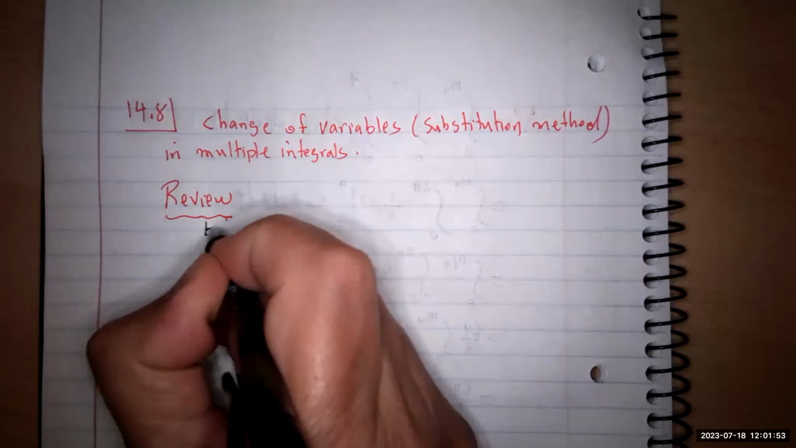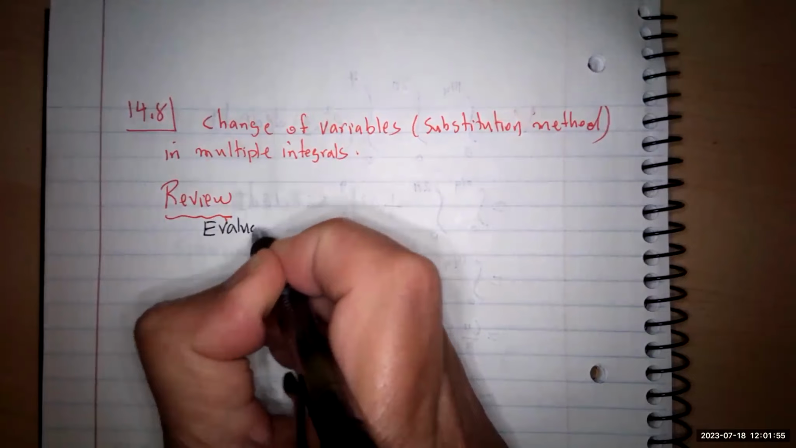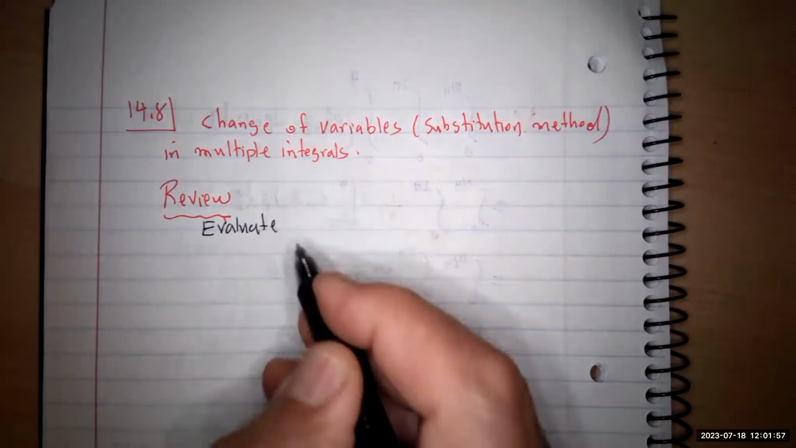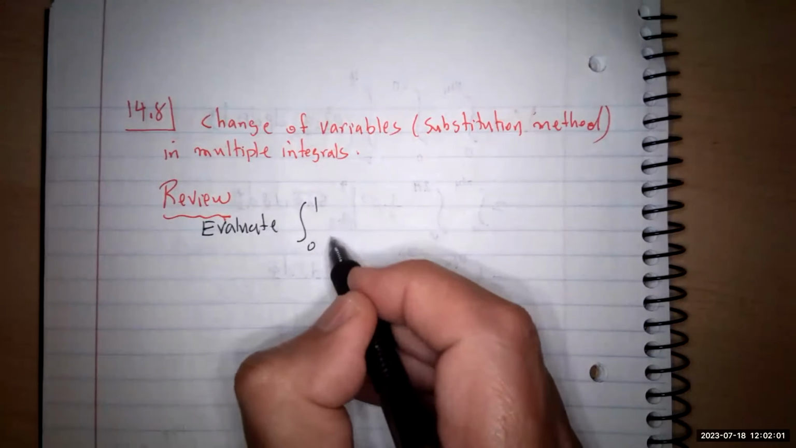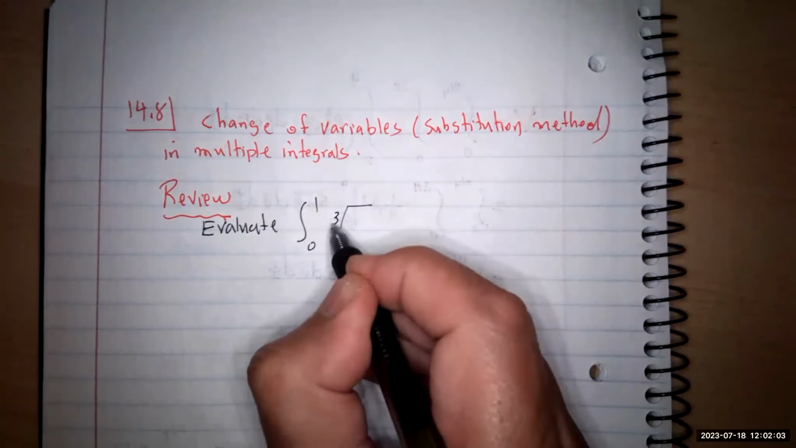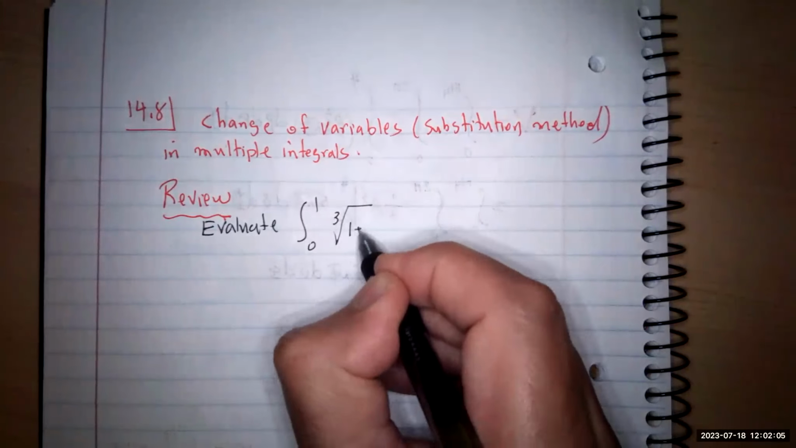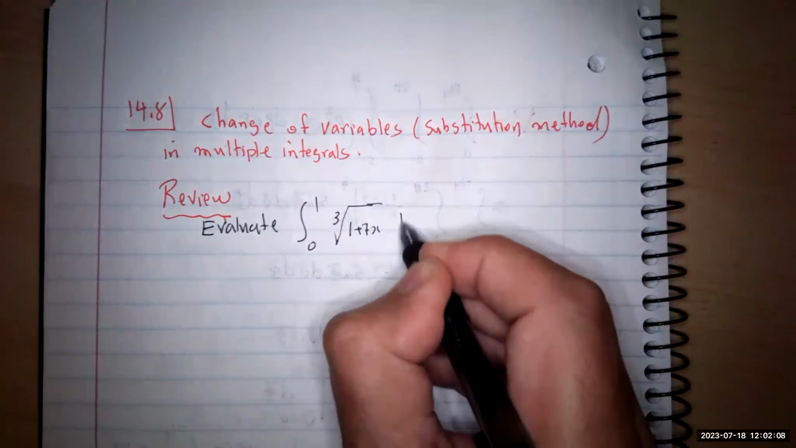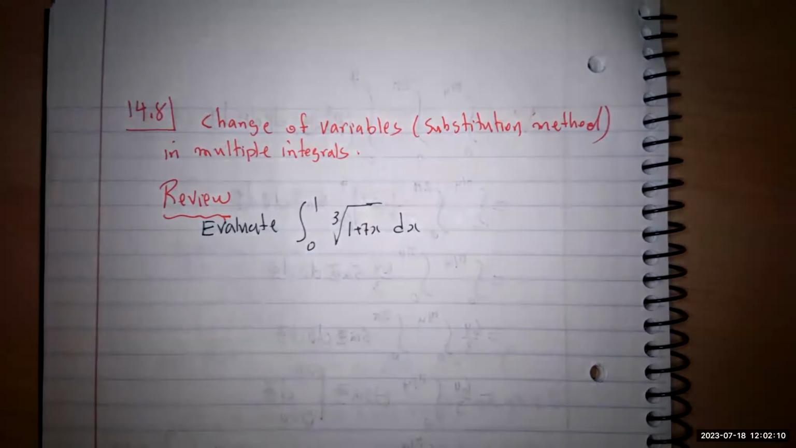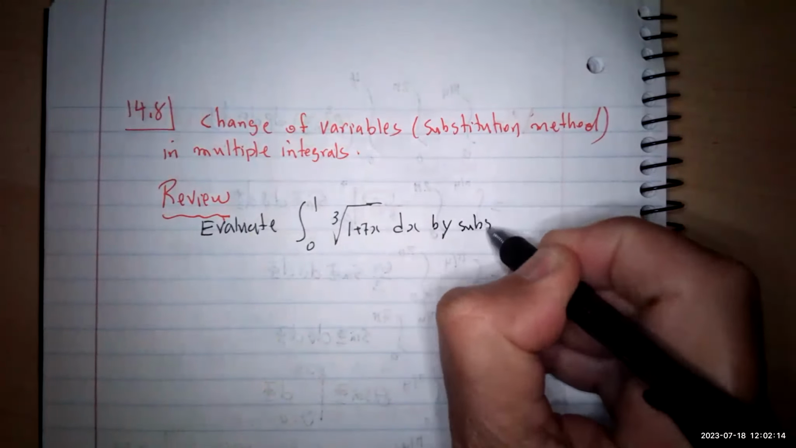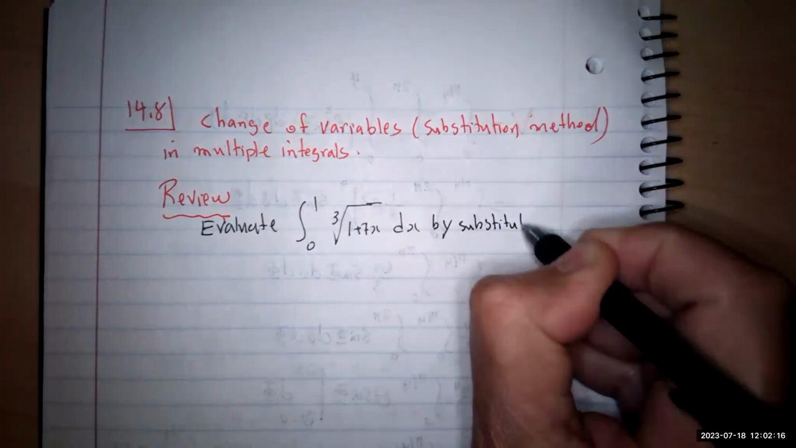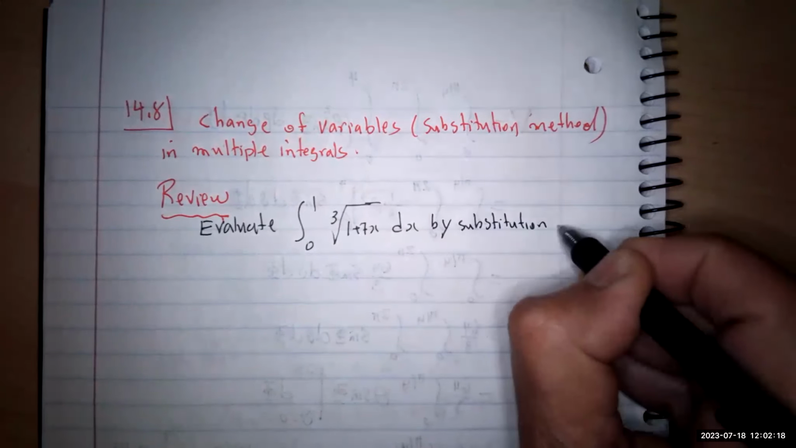For the review, we would like, for example, to evaluate this integral. Evaluate the integral from 0 to 1, a very popular example from calculus 1, of the cube root of 1 plus 7x dx. You want to evaluate this one by the substitution method, u-substitution.